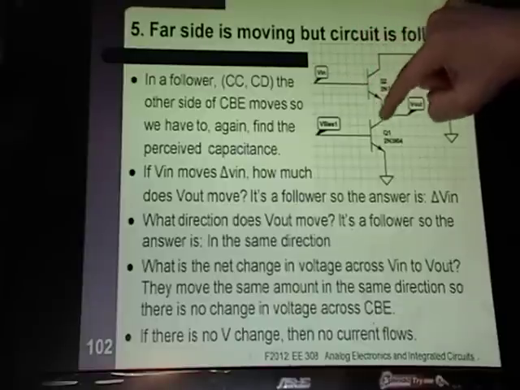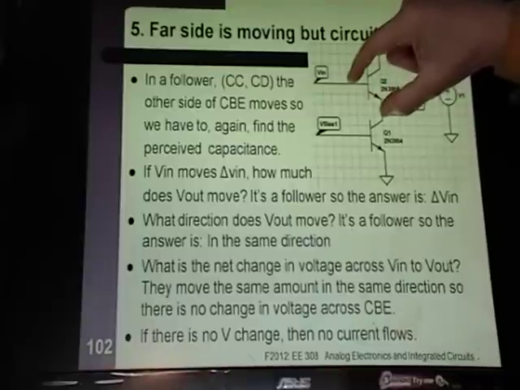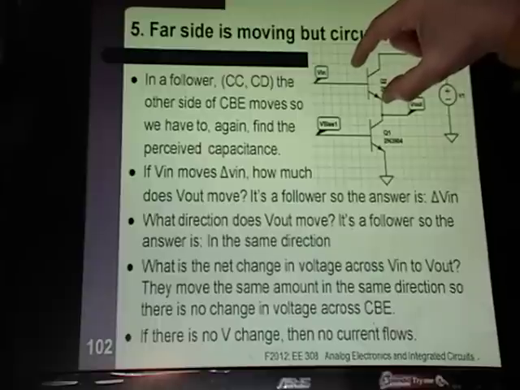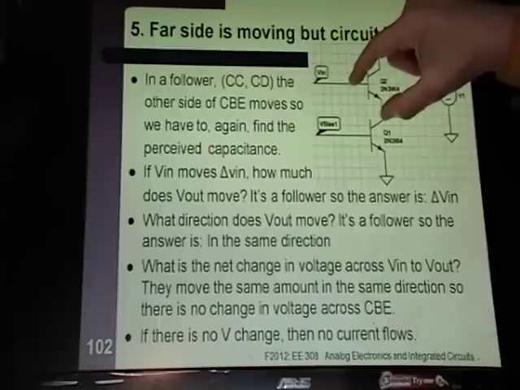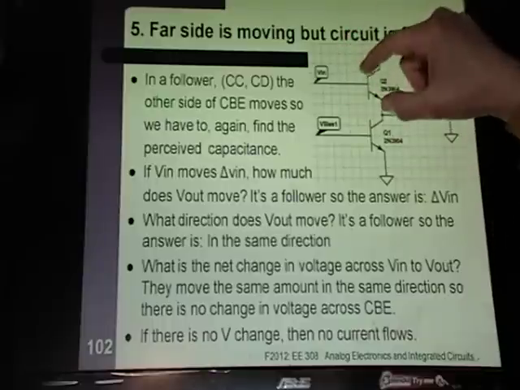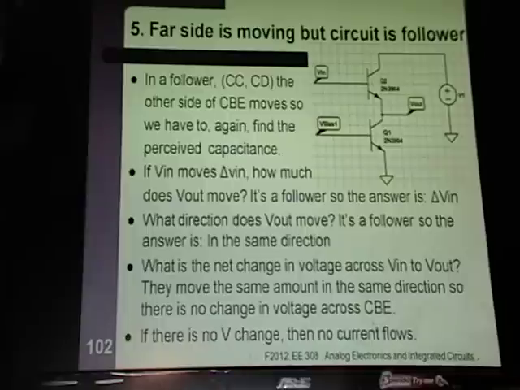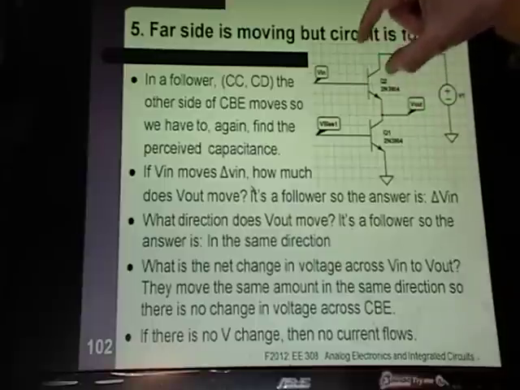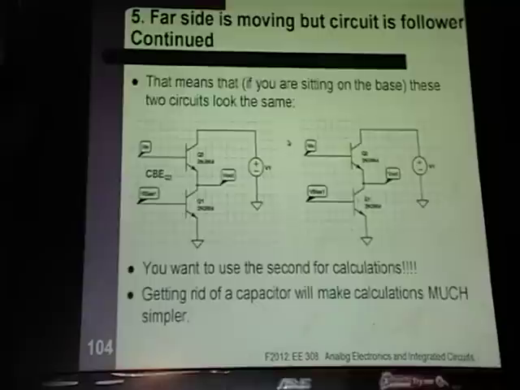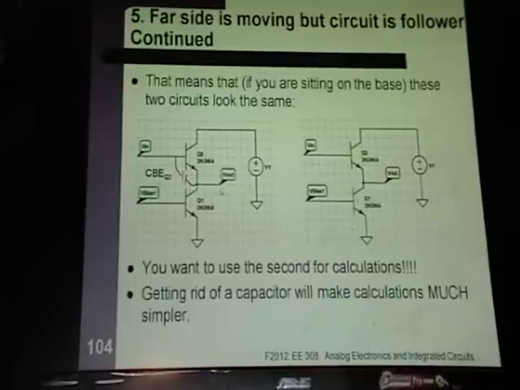You have a capacitor across here, the VBE. Now, if I move both sides of a capacitor, what is the net voltage change across that capacitor? If both ends of the capacitor are moving together, is there any voltage change across it? No. If there's no voltage change across a component, there's no current going through it, which means you might as well remove it from the circuit. That's what you can do with a follower. If both sides of the capacitor are moving together, it doesn't have any influence on your circuit, so you just remove it.